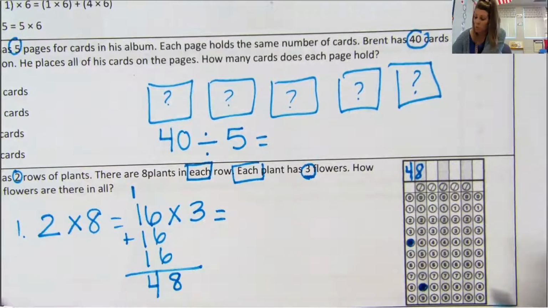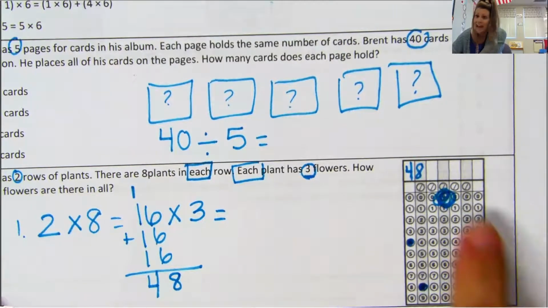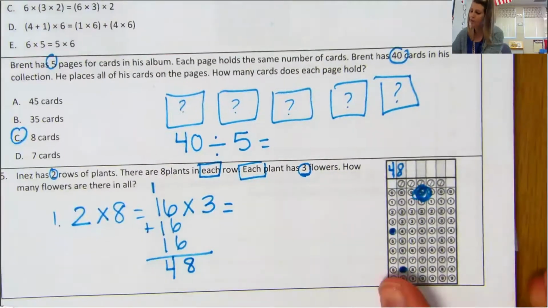I'm going to show you what I don't want to see. I don't want to see you doing this because that's going to confuse the computer that grades it, and it's not going to know what you're bubbling, okay? So you should have gotten 48 for that one. All right, flipping it over.